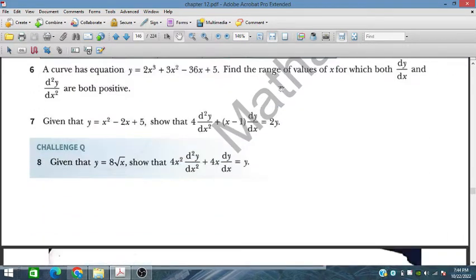Let's move to question number 6. A curve has equation this. Find the range of values of x for which both dy/dx and the second derivative d²y/dx² are both positive. So we have to find the range of values of x for which this first derivative and second derivative are both positive. So this is problem number 6.